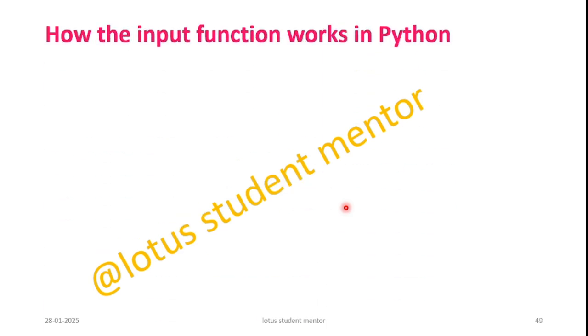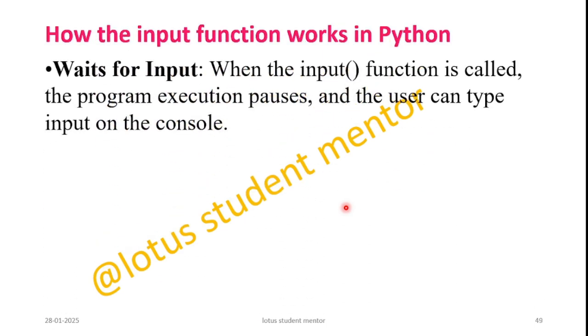How does the input function work in Python? There are 3 steps. The first one is that it waits for input. When the input function is called, the program execution pauses till you enter the input, and the user can type input on the console. It will wait for the program, and that pausing will be there.